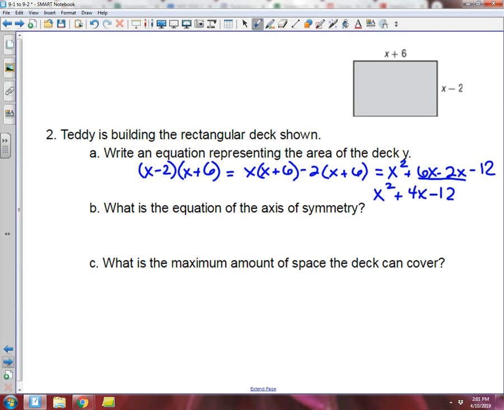Now, do you see how it says find the area of the deck y? So this will be y equals. Now, what's the highest power? So that means it'll be a parabola, which is good because in this question it says, what's the equation of the axis of symmetry? So get this equation in your graph and tell me about the line that would cut it right down the middle.